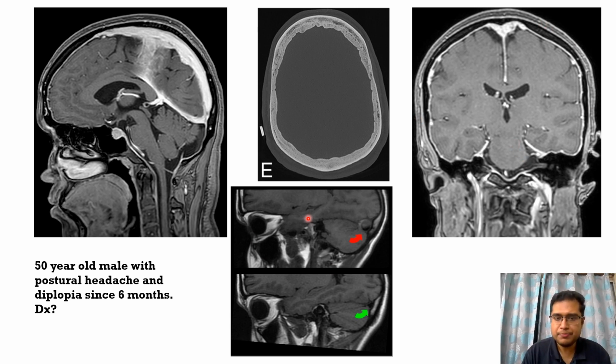And on this particular image, what I am trying to show is a particular sign. This is a normal dural sinus, and this is the abnormal dural sinus, which is actually distended and appears convex. So based on these findings, what is the diagnosis?